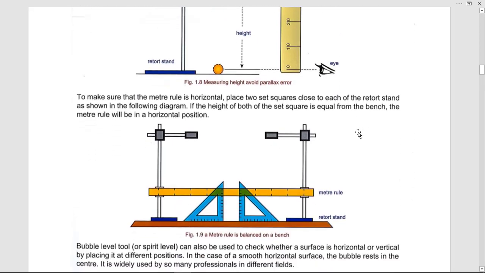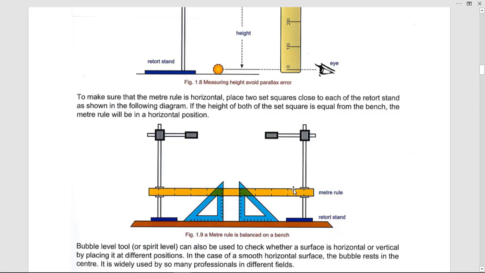And sometimes in physics they ask a question in paper 6, how you can make sure that the meter rule is horizontal, completely horizontal. For that you have the set square in your geometry box. No need to perform the experiment. You can draw this diagram to make sure that this meter rule, this yellow color, is in a horizontal position.